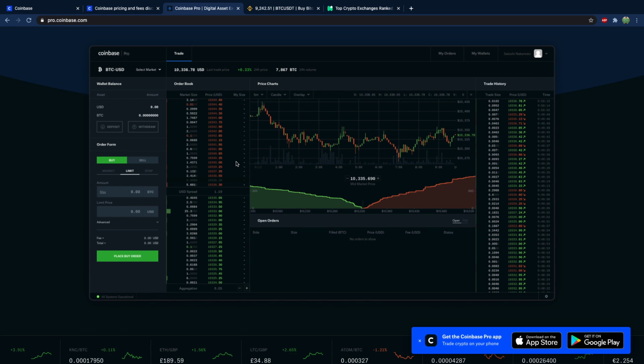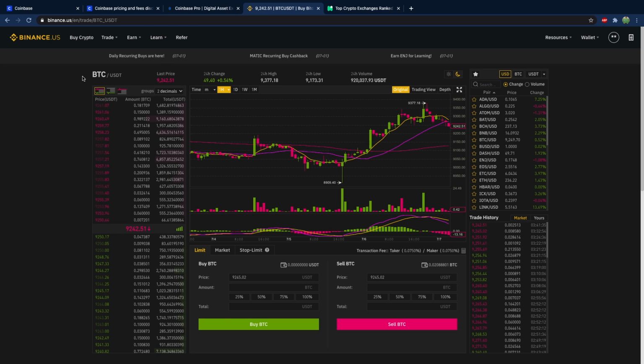The exchanges like Coinbase Pro and Binance, they're going to be on a percentage system. So you can see these are the fees for Binance.